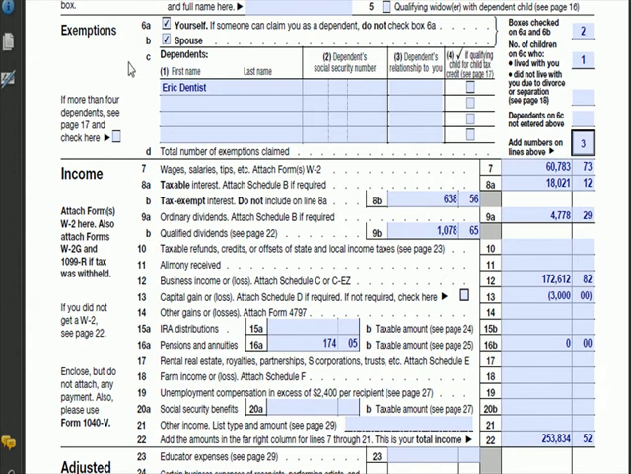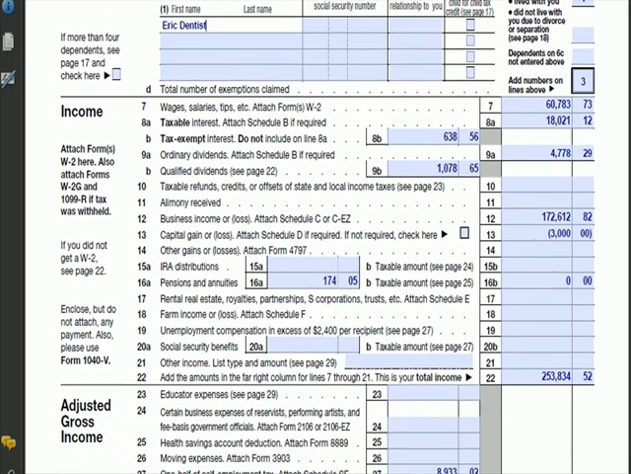Here's the exemptions. And you'll note that if you can be claimed as a dependent on somebody else's tax return, you don't get the exemption. It so happens that they have a son named Eric Dentist. So there are a total of 3 exemptions. We'll see more on page 2.